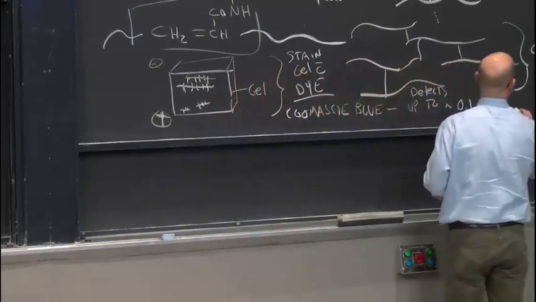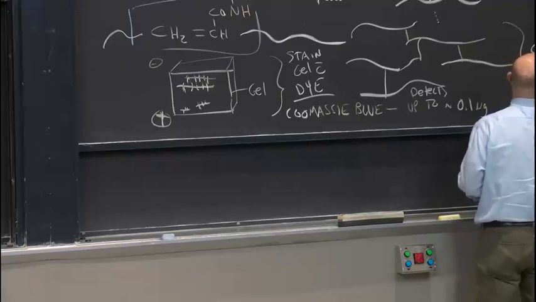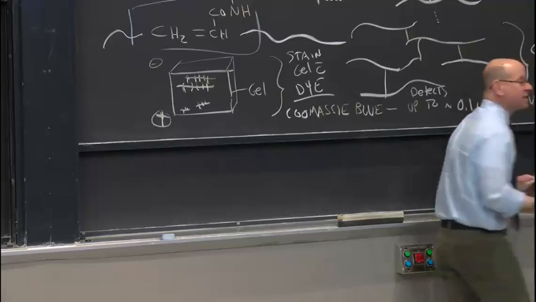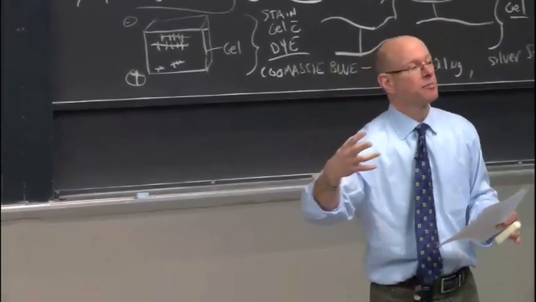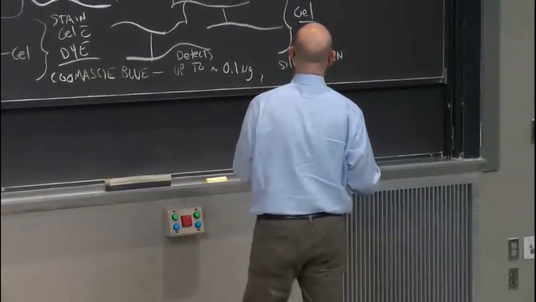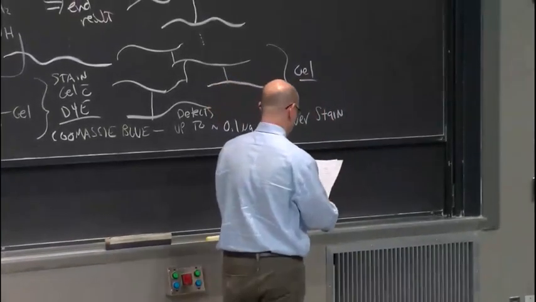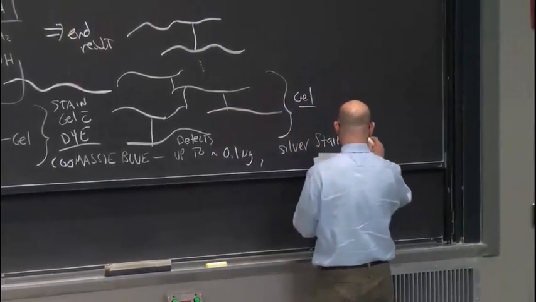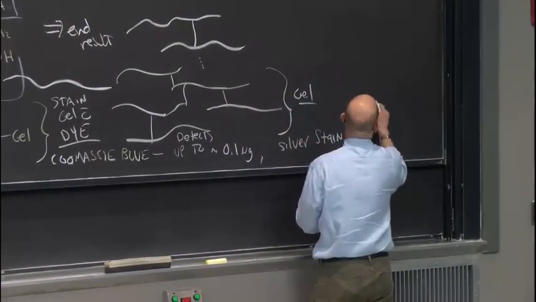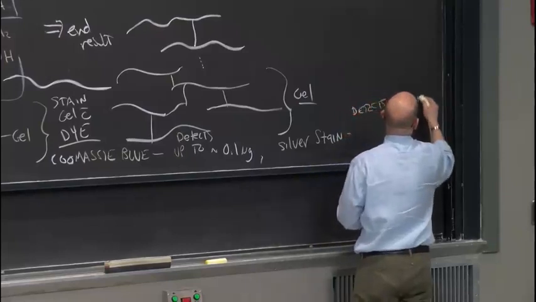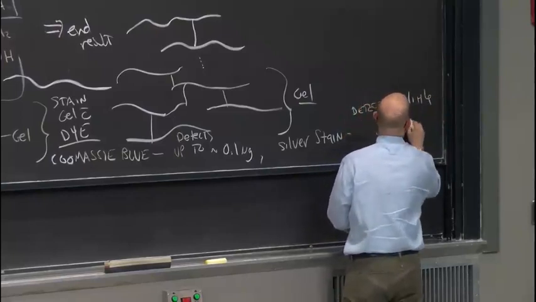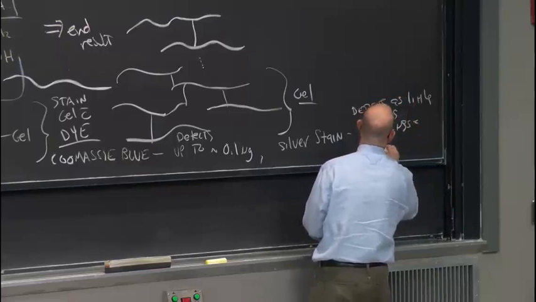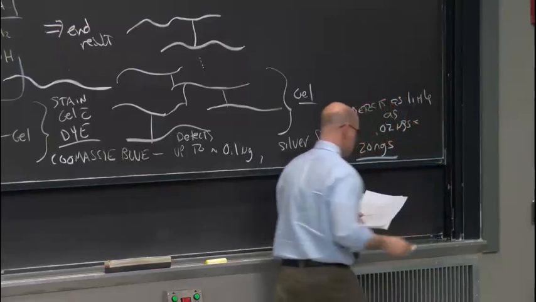Another way I can do this is I can use something called a silver stain. Turns out that proteins will react with silver. So I can do a series of reactions to make the protein reactive and add silver. And now when I look at my gel, the gel will have color based on where the silver reacted with the protein. And this lets you detect as little as 0.02 micrograms, right? Which is exactly 20 nanograms of protein. So silver staining is what you want to use when you don't have a lot of protein.